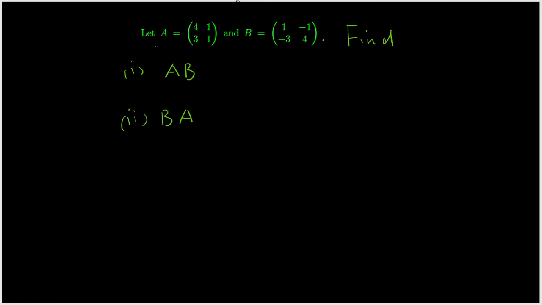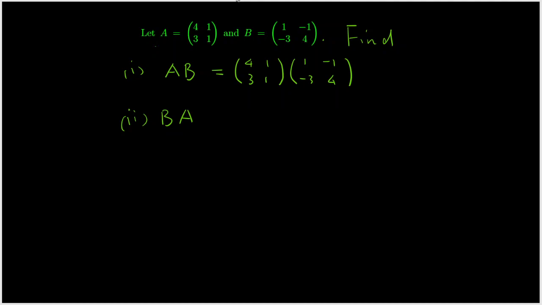In the future, for multiplication, you do not have to show me too much work. For instance, for question one, you just copy A. A is a 2 by 2 matrix, let's say 4, 1, 3, 1. And B is the 2 by 2 matrix of 1, -1, and -3 and 4. On last Wednesday, we learned how to multiply two matrices.